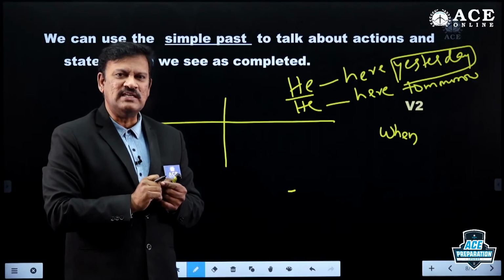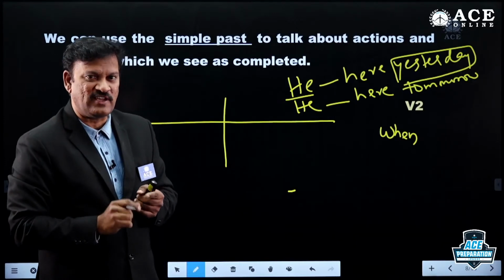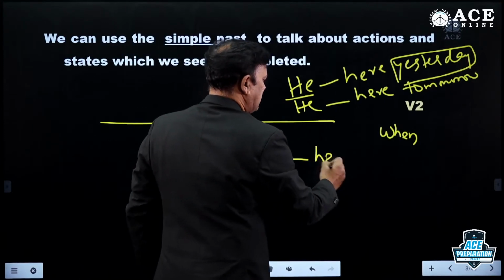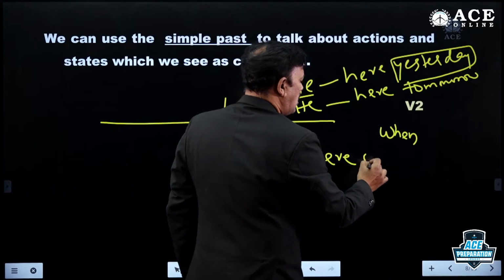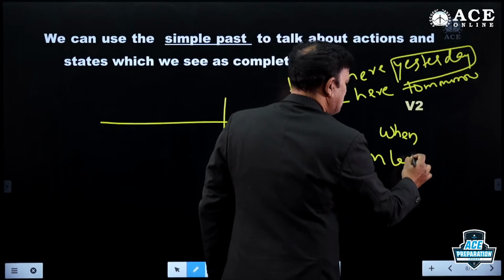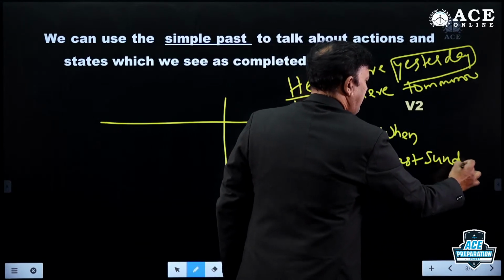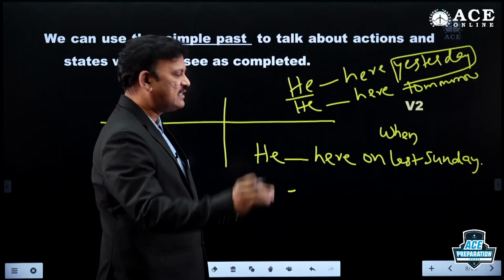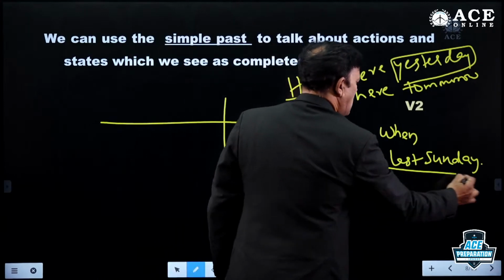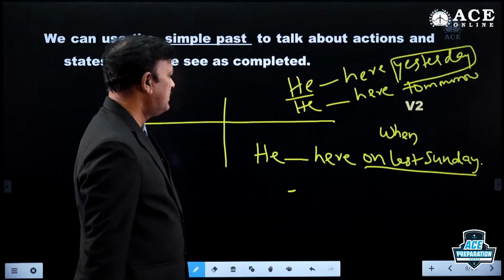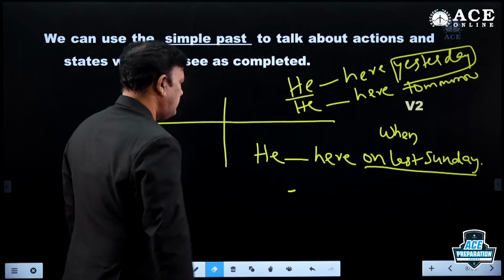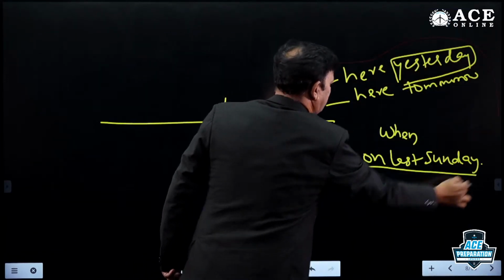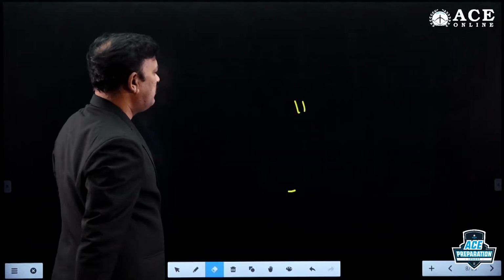You expect to see a time in a phrase. Remember, a phrase is a group of words like this. He dash here on last Sunday. When? How many words are giving you time? On last Sunday. Fine. Now see, your basics will help you now.